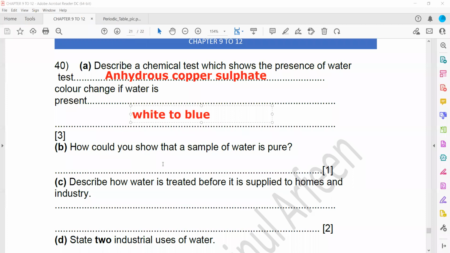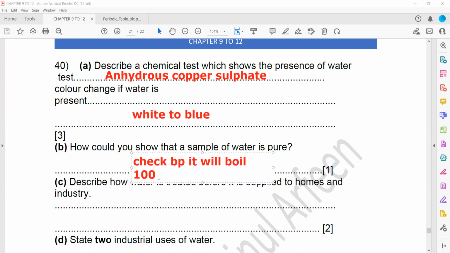How could you show that the sample of water is pure? Whenever we want to check the purity, we check the boiling point. It will boil at 100. Or you can also use cobalt chloride paper. It will turn from blue to pink.